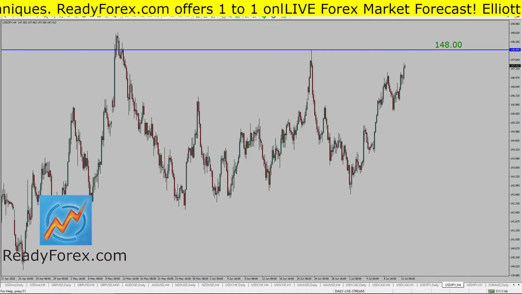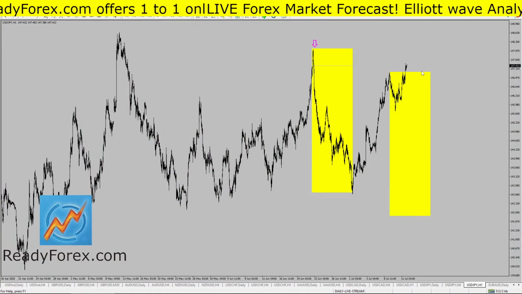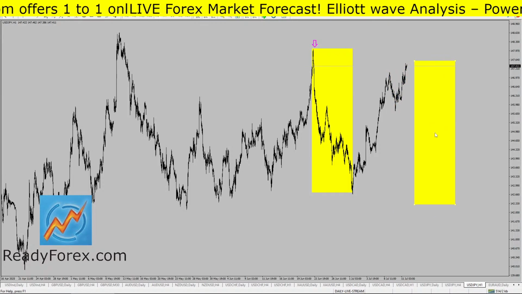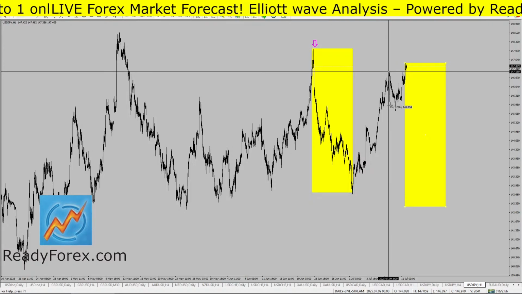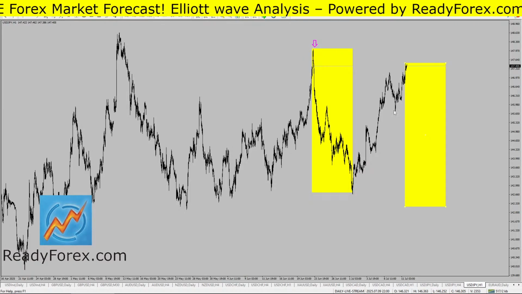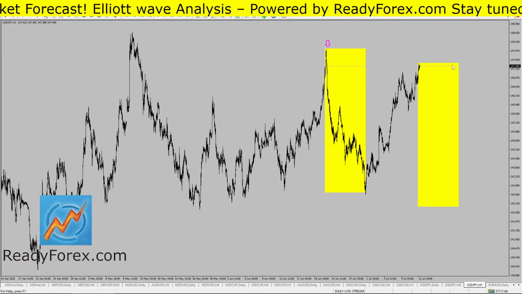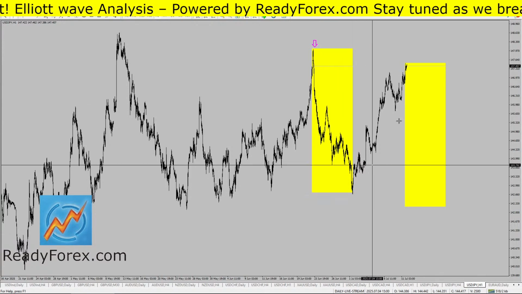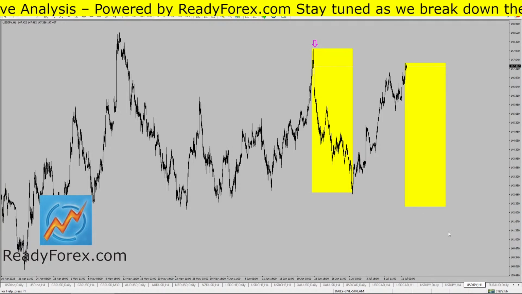Now sometimes what happens is that, here I was expecting the market to drop and we got a small decline in price action, but this decline wasn't enough. Market rallied back up again. So if we do get a drop in price action in the USD Yen currency pair, then it's going to be wave A, B, and wave C to the downside.